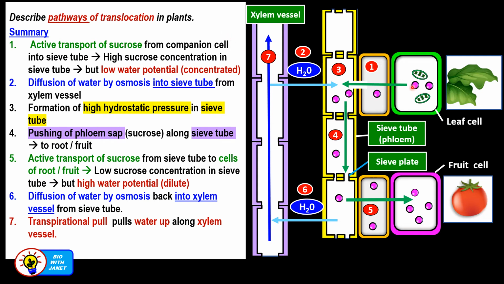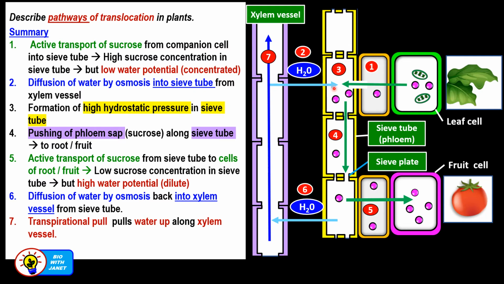Firstly, sucrose is transported from the leaves to the companion cell, and then there is active transport of sucrose from the companion cell into the sieve tube. This causes a high concentration of sucrose to occur in the sieve tube, but low water potential. That means there's a very concentrated phloem sap forming here. Thus, number 2, there's diffusion of water by osmosis into the sieve tube from the xylem vessels.